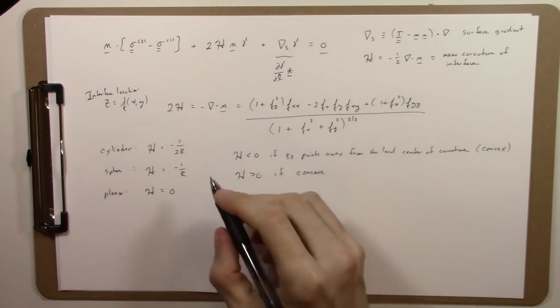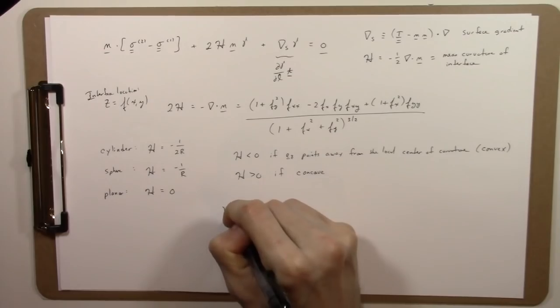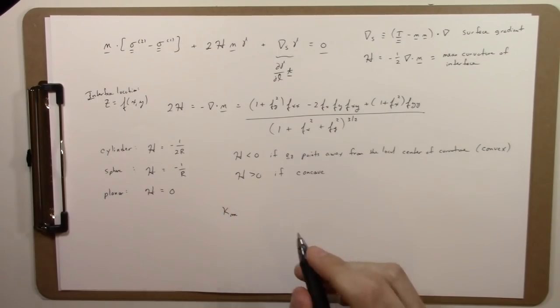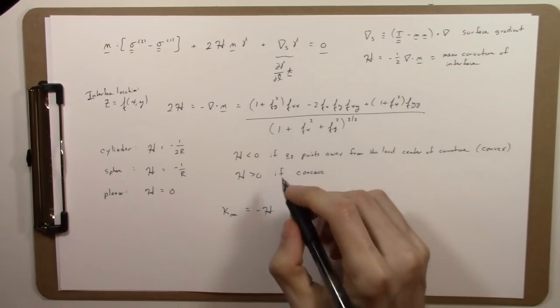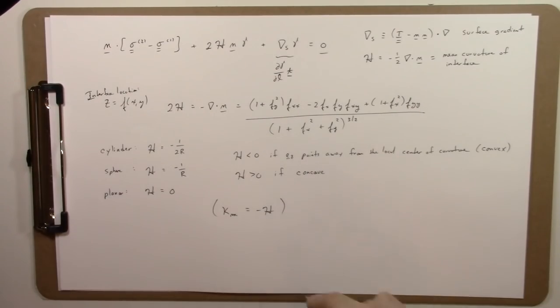Now, some authors introduce the symbol kappa_m instead of H. That's defined as kappa_m is minus H, as another way of expressing the mean curvature. I like the notation H, but if you see the kappa_m, for example, in the textbook by Pozrikidis, note that there's a difference in a minus sign. And so their kappa_m is just minus H as defined here.